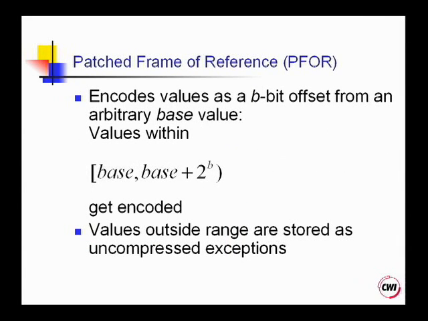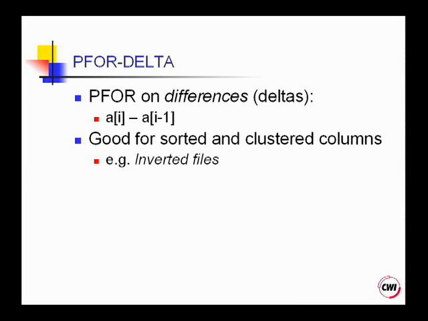And what are the three algorithms? They are P4, P4 delta, and PDict. And I'll introduce them now. They are very simple. P4 encodes values as a B-bit offset from a certain base value. So values within the given range get encoded, and values outside this range become exceptions. P4 delta is similar to P4, but then on the deltas of subsequent values in a column. So we just subtract the subsequent values in this column and perform P4 on them. And this is very useful for inverted files because the inverted files are often sorted on docID, and we can compress the gaps efficiently using this scheme.